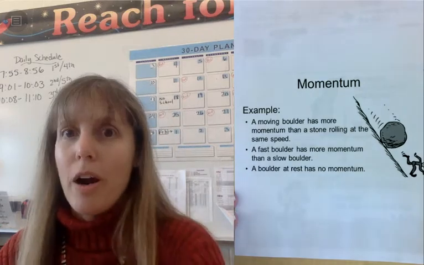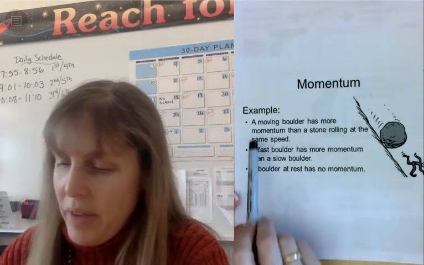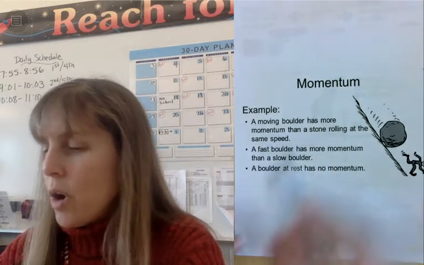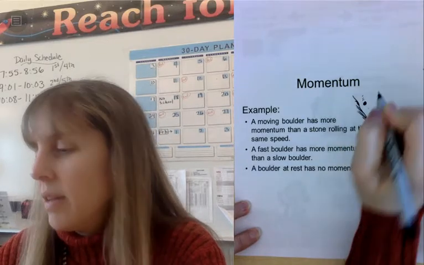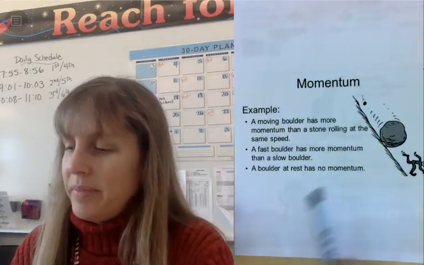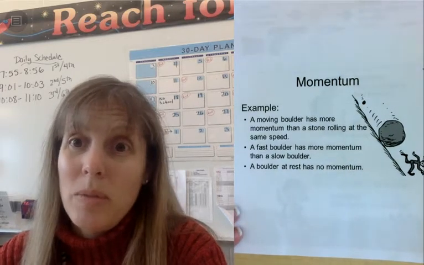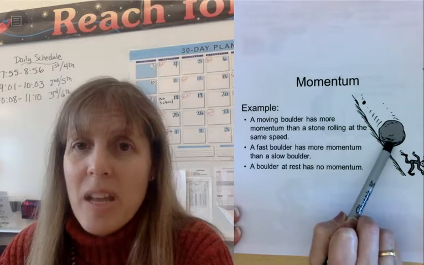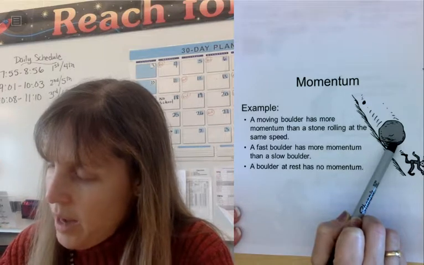Okay, our third law talks about momentum. And here's a really great example of it. A moving boulder has more momentum than a stone rolling at the same speed. So if we had a little stone about this big and it's rolling, which one are you going to run away from? Not necessarily this one. I mean, who cares? It's just a little tiny stone. Probably won't do much damage. But you're definitely going to run away from this one, okay? So this one has more mass, so it has more momentum, okay?